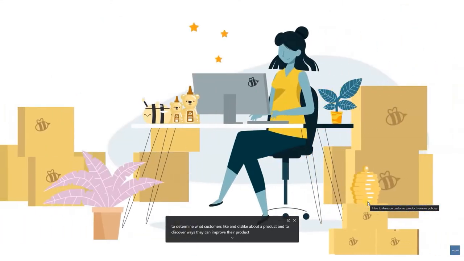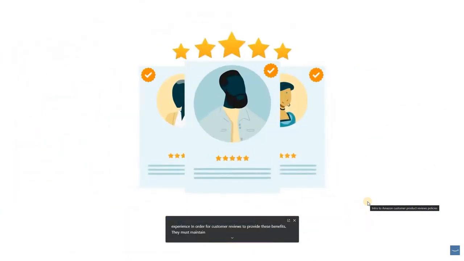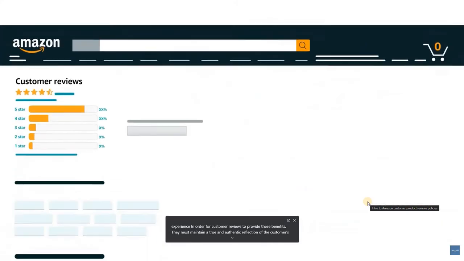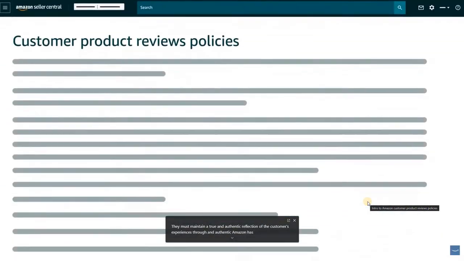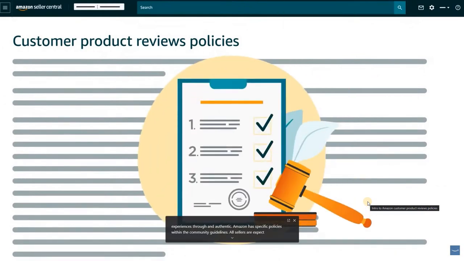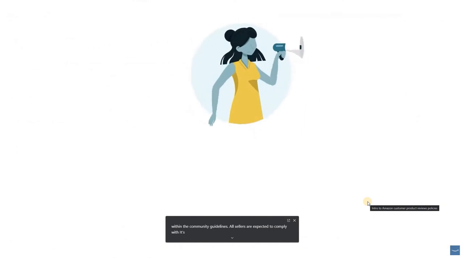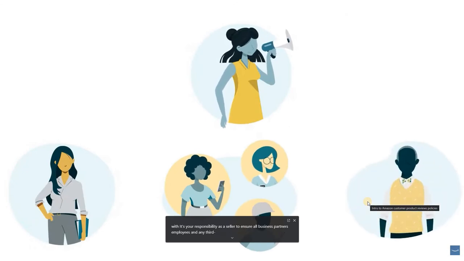In order for customer reviews to provide these benefits, they must maintain a true and authentic reflection of the customer's experiences. To ensure customer product reviews remain true and authentic, Amazon has specific policies within the community guidelines all sellers are expected to comply with. It's your responsibility as a seller to ensure all business partners, employees, and any third-party partners you work with are educated on and comply with these policies.